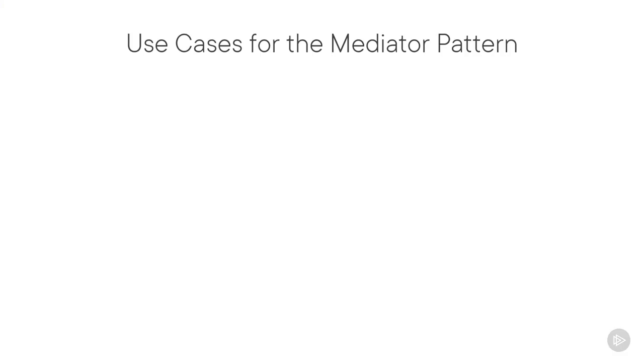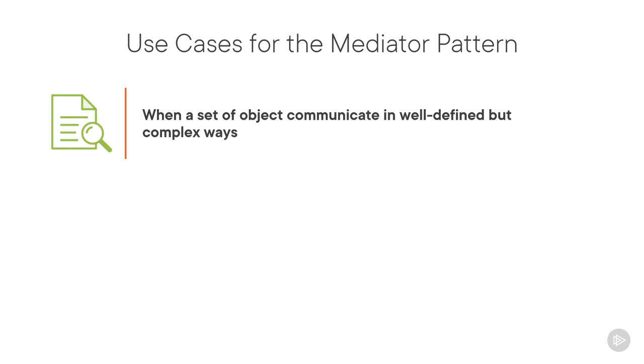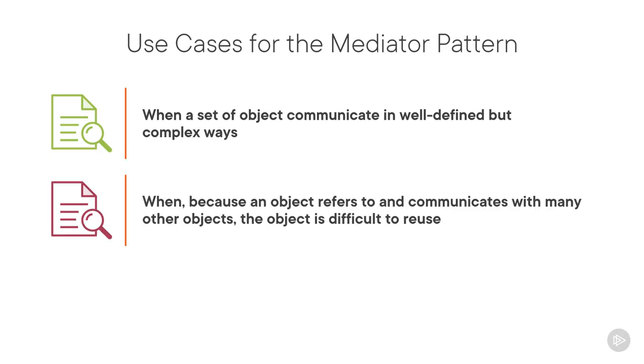There are 3 good use cases when applying this pattern is something to consider. First, when a set of objects communicate in well-defined but complex ways, which results in interdependencies that are unstructured and difficult to understand. Second, when, because an object refers to and communicates with many other objects, it's difficult to reuse. In other words, when you've got tight coupling between a set of likewise classes. Both of these apply to our real-life chatroom example.